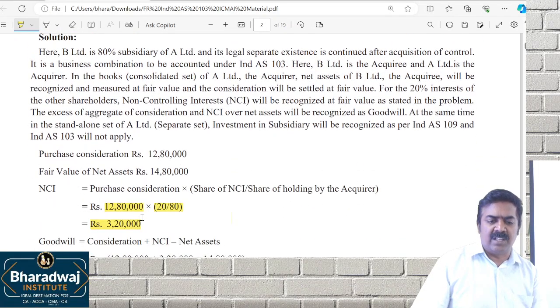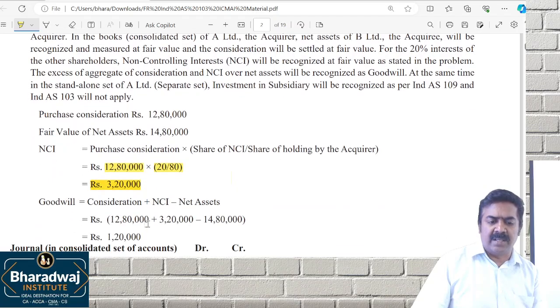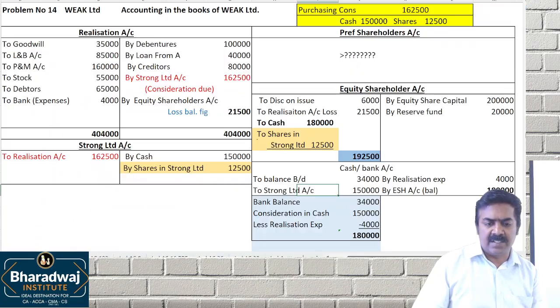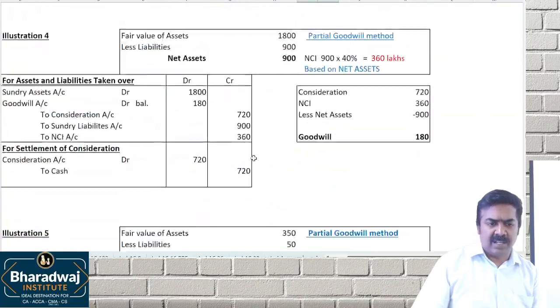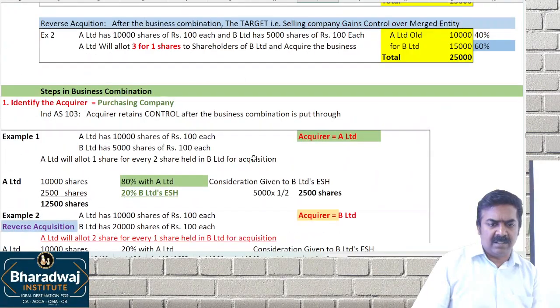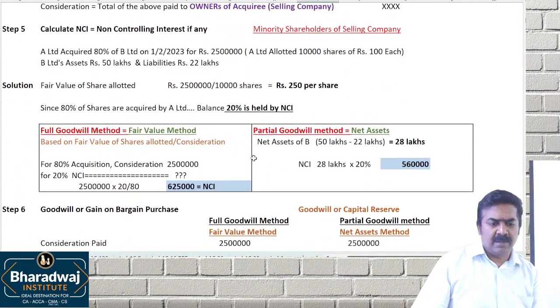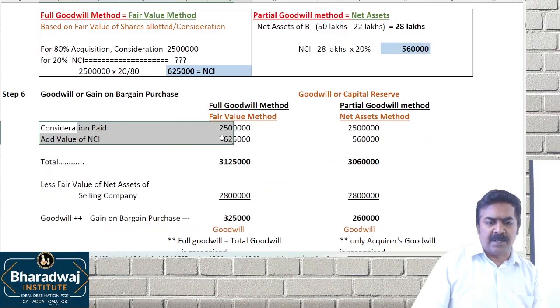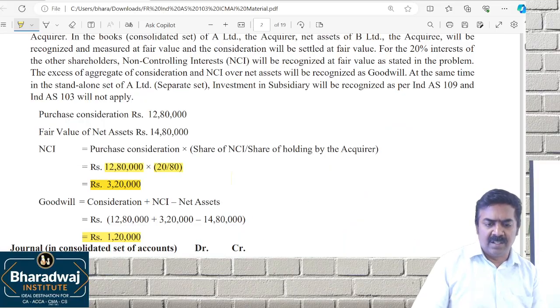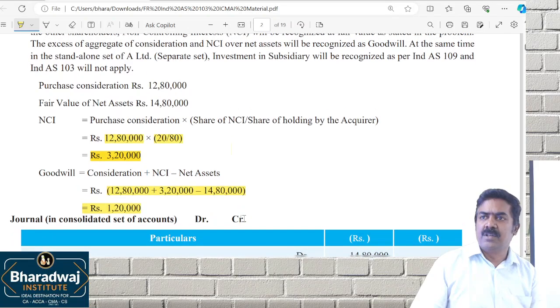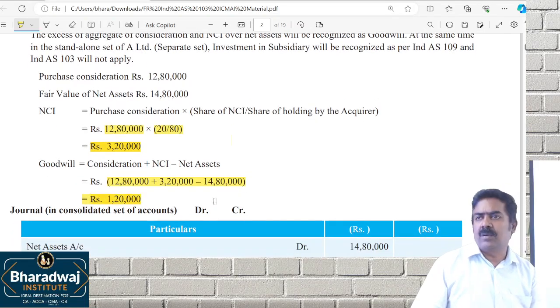12,80,000 plus the value of NCI, 3,20,000, minus the net assets will give us what? Goodwill, or gain on bargain purchase, like the statement format we learned and did in the initial classes. Consideration paid plus value of NCI minus fair value of net assets gives goodwill. Consideration 12,80,000, NCI 3,20,000, minus net assets 14,80,000 will give us what?